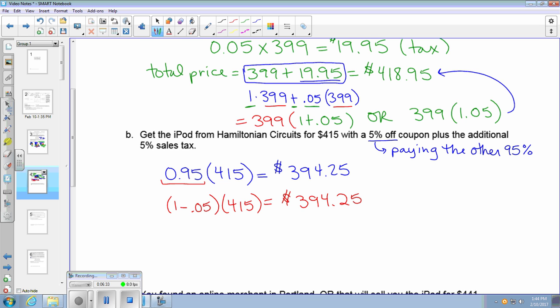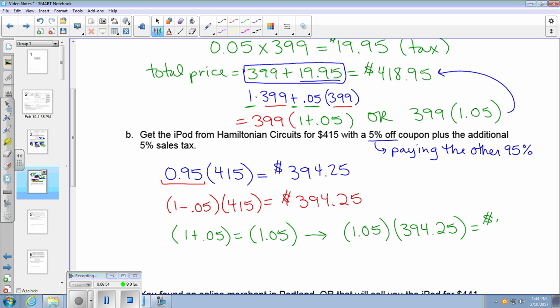So I'm going to use what we learned up above. We're going to take 1 plus the tax, 1 plus 0.05, which is 1.05, and multiply that times our price. So we're going to multiply that times the 394.25. And that gives us a price of $413.96.